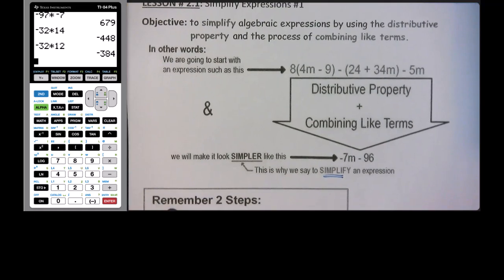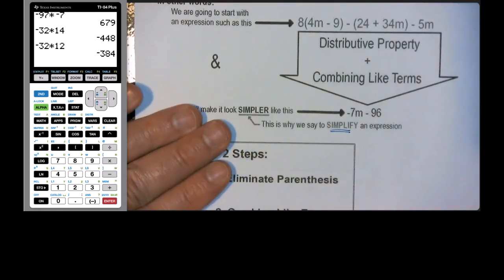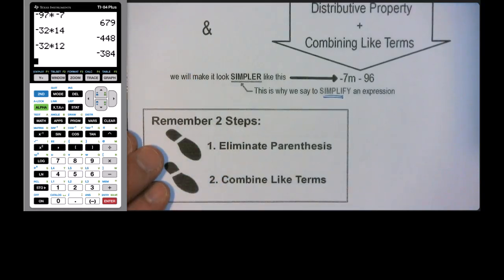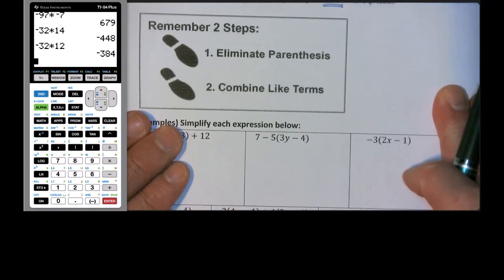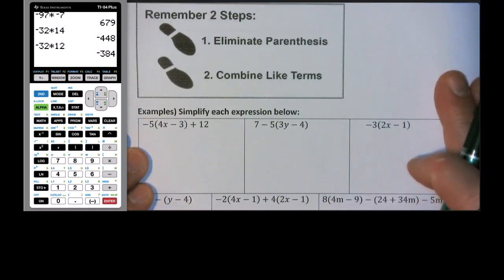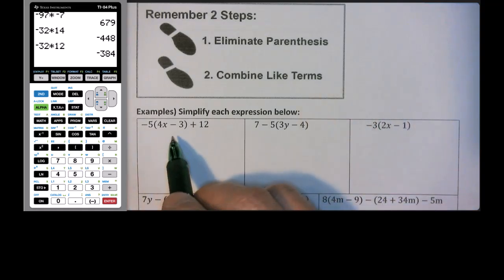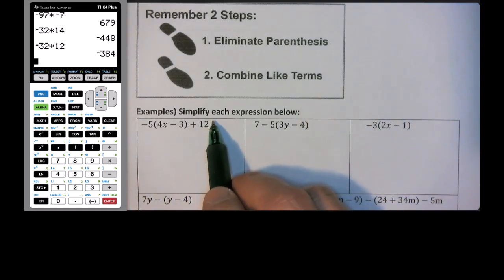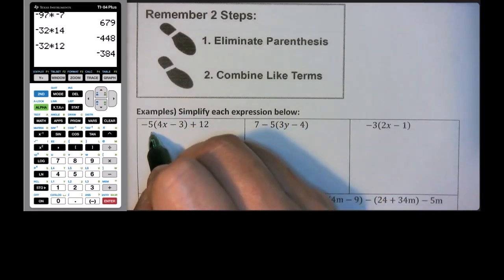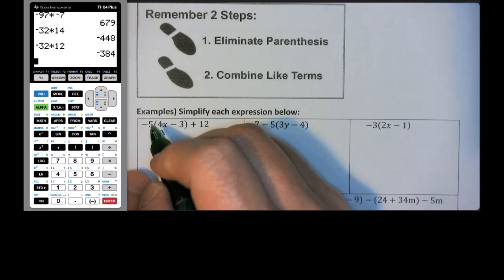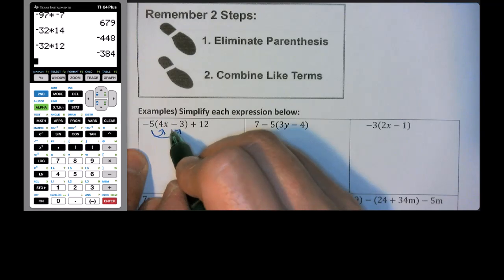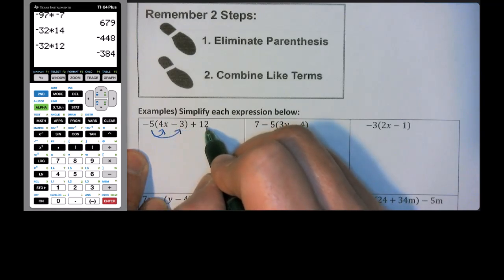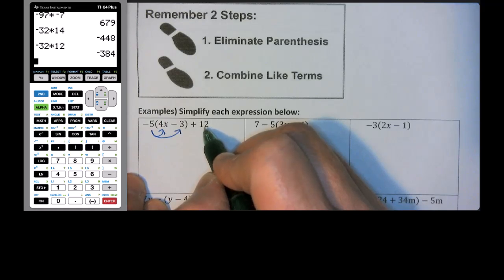And to do that, we're going to take these two steps. Basically, when we use the distributive property, we are going to eliminate the parentheses, and then we're going to combine like terms. So if you remember these two steps, you'll be fine. Okay, so let's go and see how we do these. Here we have these expressions, and our job is to simplify each expression below. So first step, eliminate parentheses. So I take the number that is just outside the parentheses and I multiply with the numbers that are inside the parentheses. Now this number 12 is not inside the parentheses, so I'm not going to multiply.